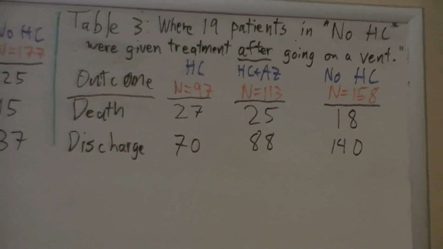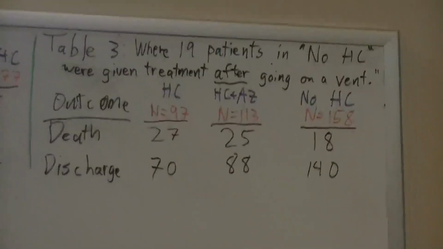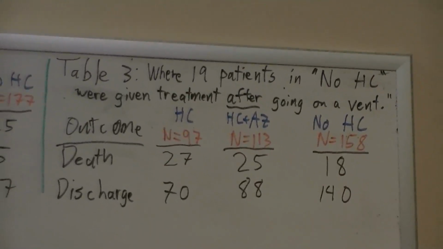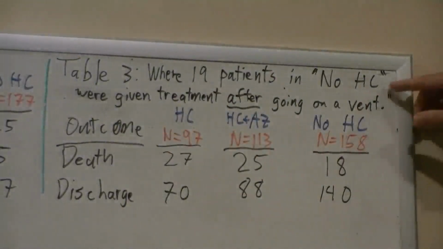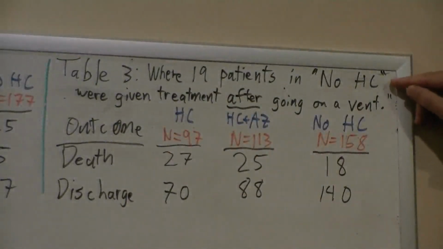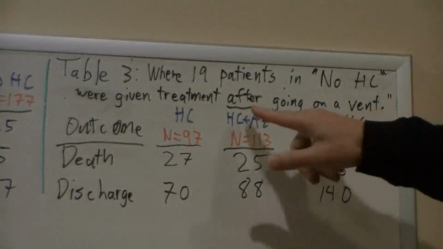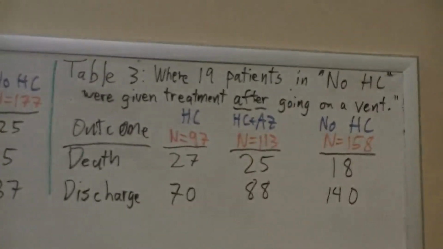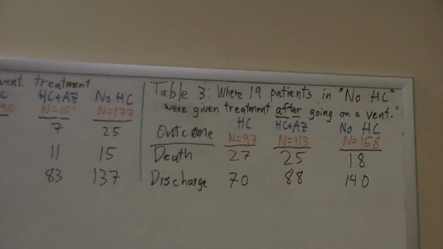So it's sort of unusual to do this, but understandable the reasons why the authors had to change the top line numbers around just a little bit, because there were 19 patients initially in the no HC group who were transferred out of the HC group because they were given a treatment after going on a vent. Okay, so if you remember here, there are actually 177. Let me widen just a little bit here. So you can see the last 2 groups there.